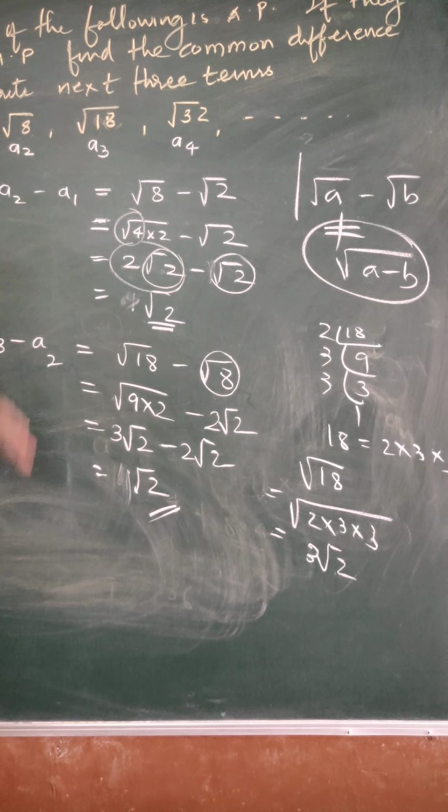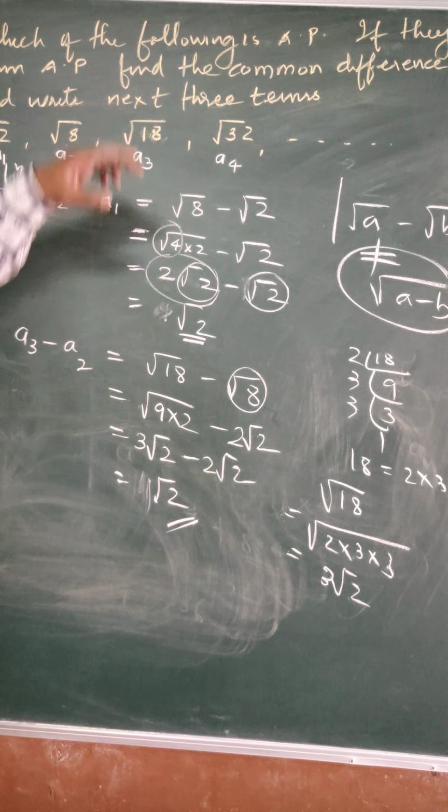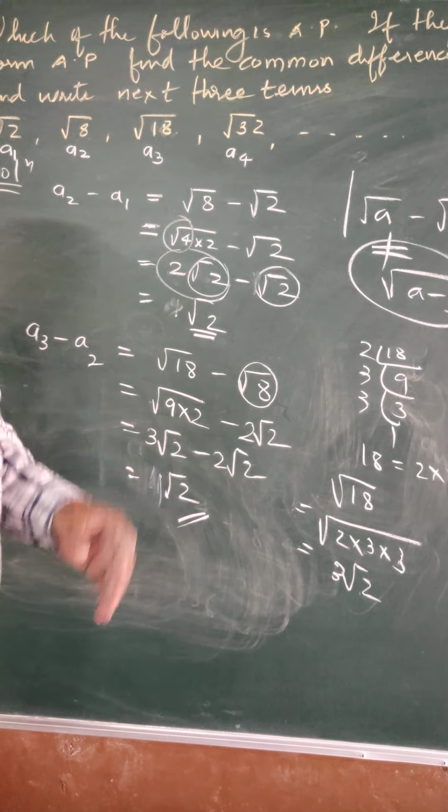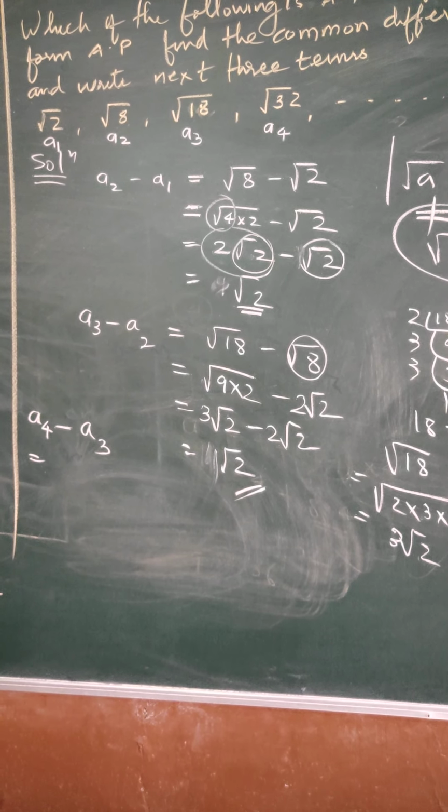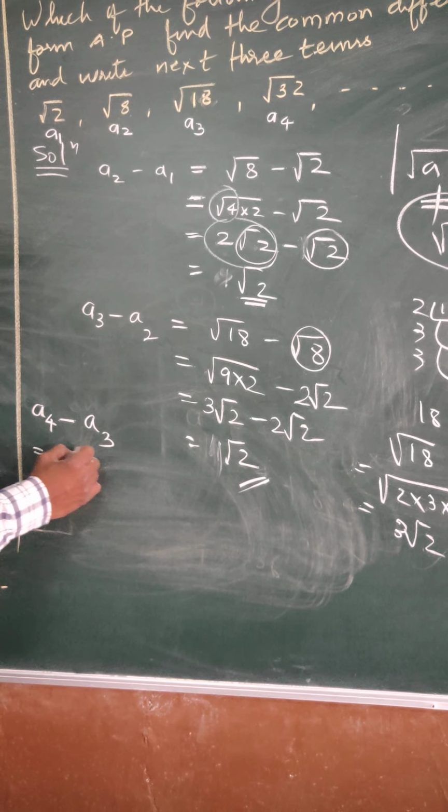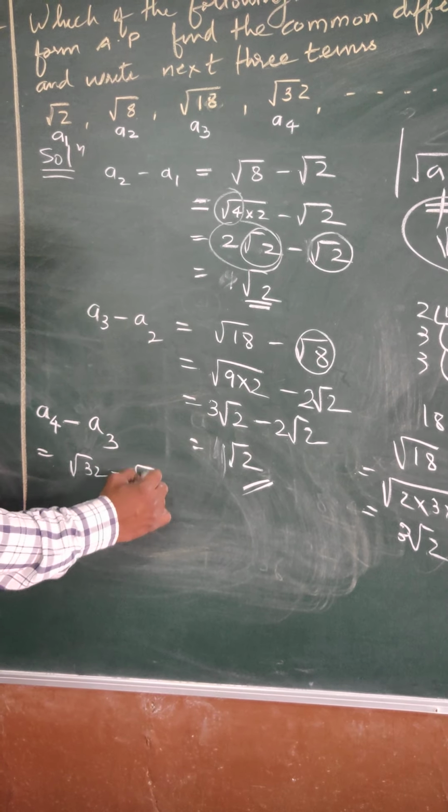Still we cannot say that the given numbers are in AP because you have to check one more difference also. We will check the difference between the fourth term and the third term. So the fourth term is denoted by A4 minus A3. A4 minus A3 goes like this: A4 is under root of 32 minus under root of 18.